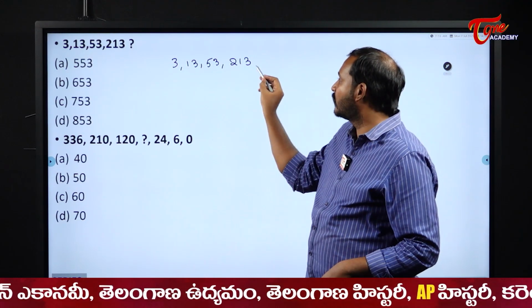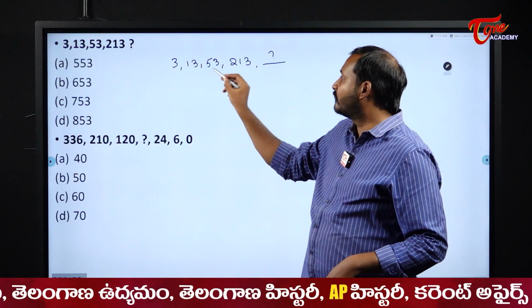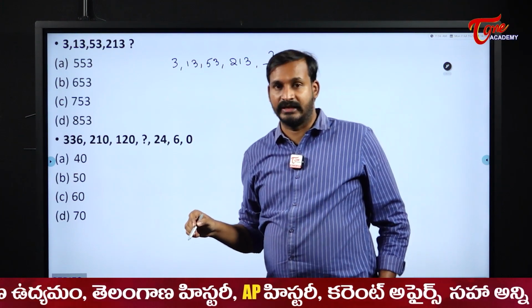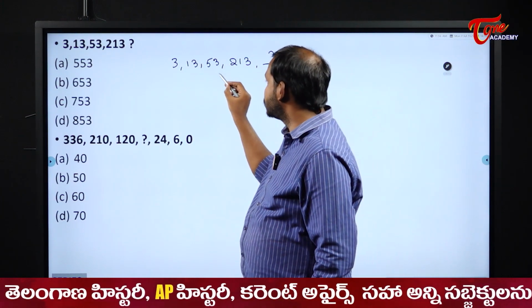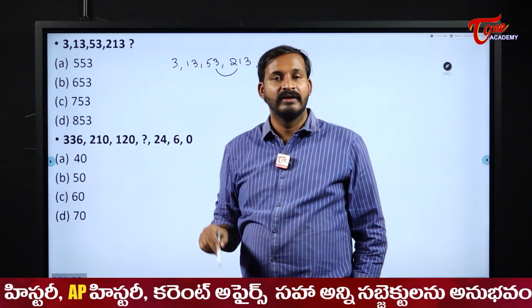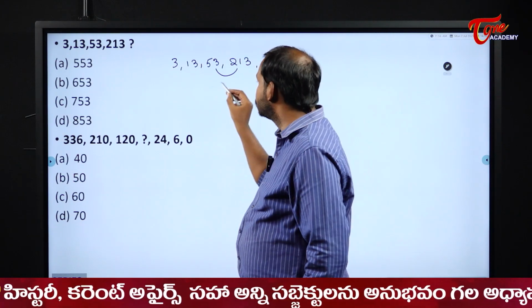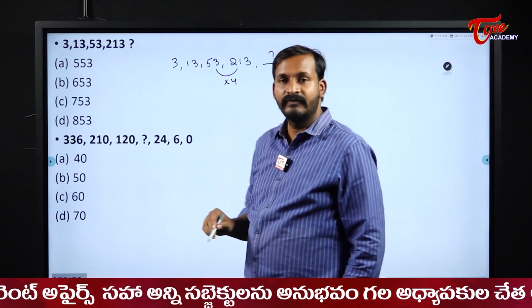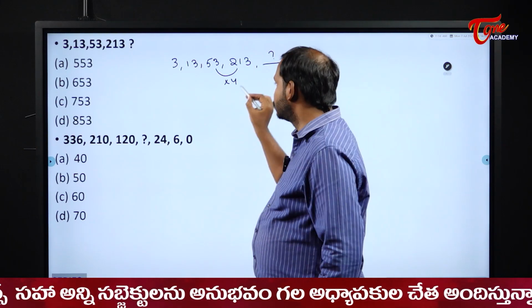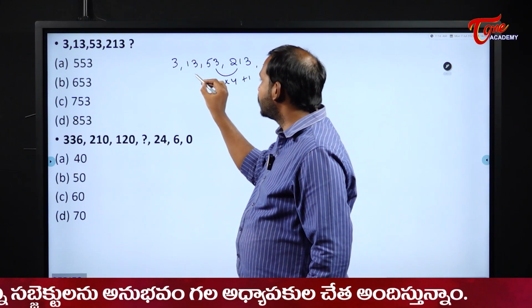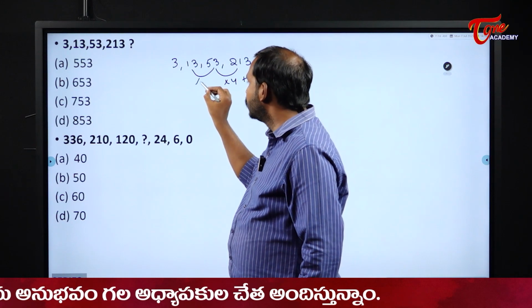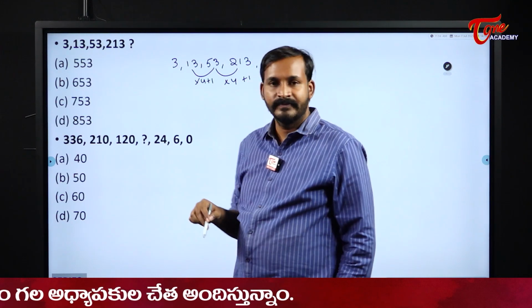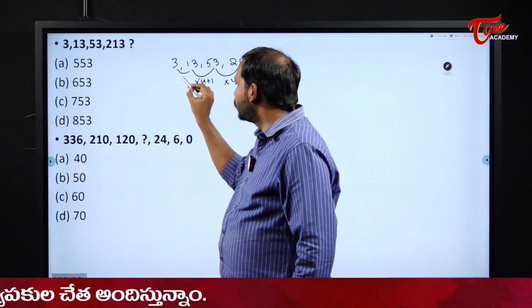Now see here, students, what comes next. From 53 it jumped to 213. So just check what is the relation between these two things. 53 fours are 212. 53 fours are 212 plus 1. Okay. Now try to check the relation between these two. Similarly here also into 4 plus 1, right? Yes. So this one is also into 4 plus 1.